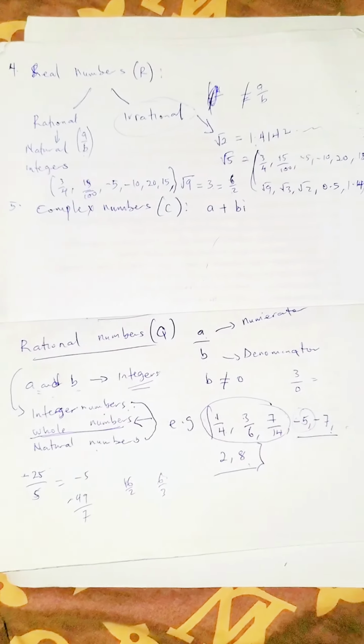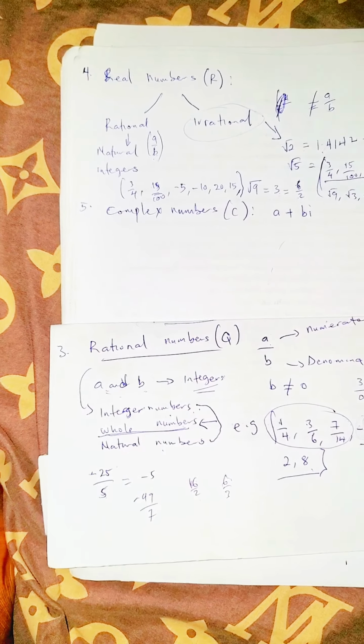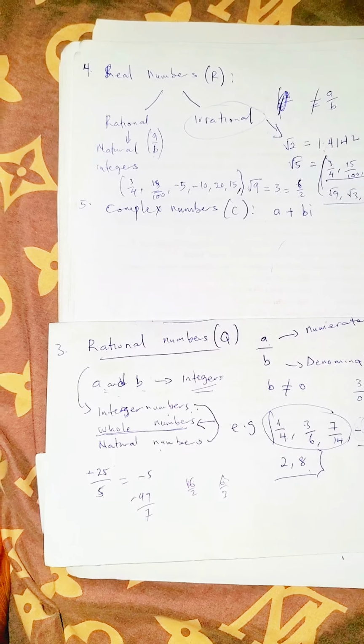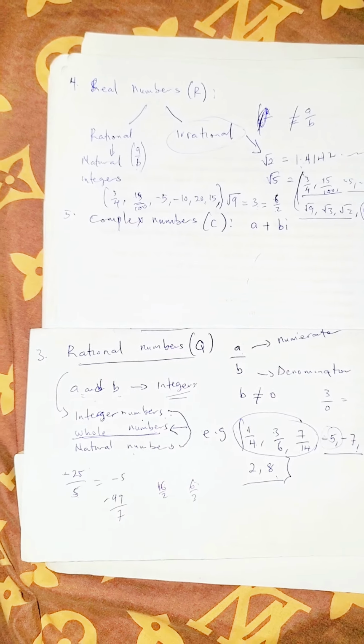But if you observe very well, we have rational numbers to be all these, but there is an exemption of this that is not part of the rational numbers.